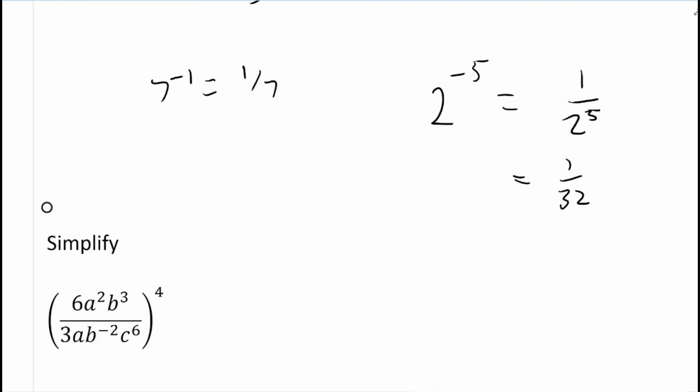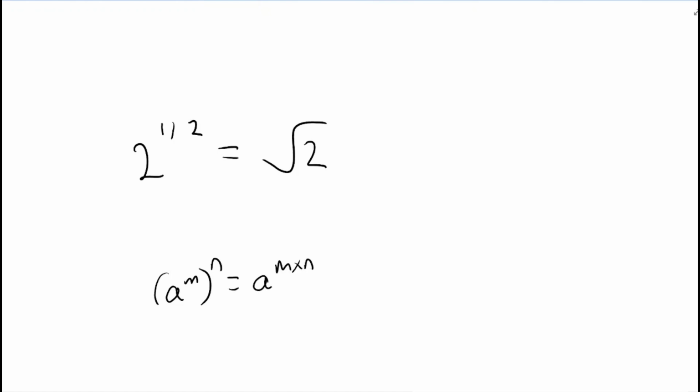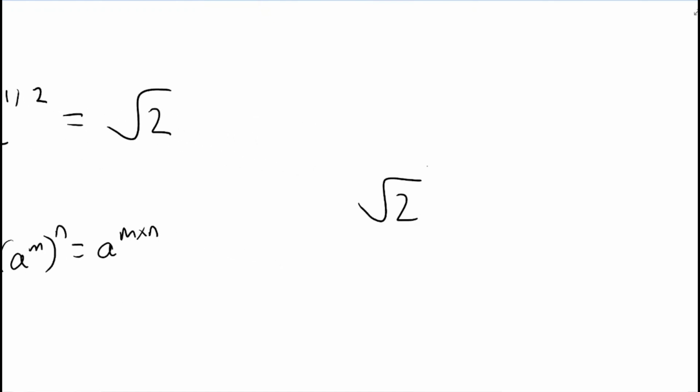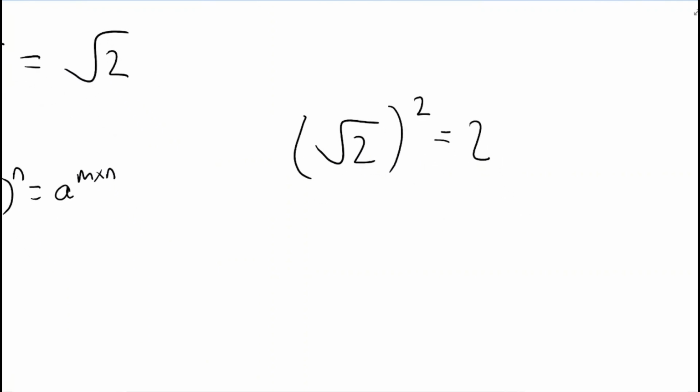All right, last index law we have is about fractional powers. So we could have 2 to the power of a half. That's the same as doing root 2. You can actually think about this by using the index law where we thought about a to the m to the n is a to the m times n. So in theory, if you do root 2 and you square it, you should get back to 2. That's like the definition. And this thing here is 2 to the half.